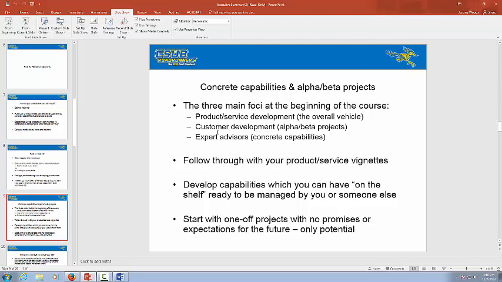Try it once. If it goes well, then do it again. And you can start developing a rhythm of doing it regularly after that. But start with one-off projects, and don't overpromise for the future. Just start off with one project, try to do it well, and build from there.